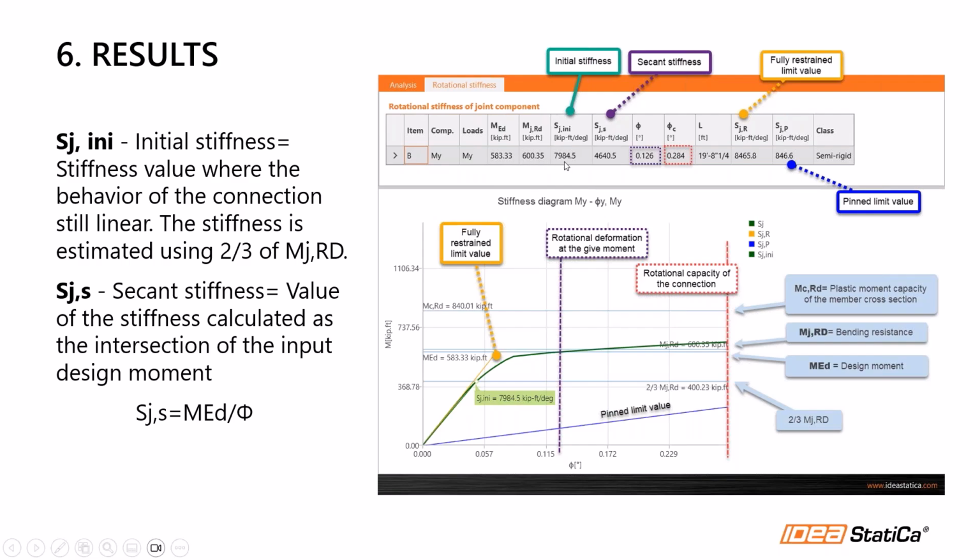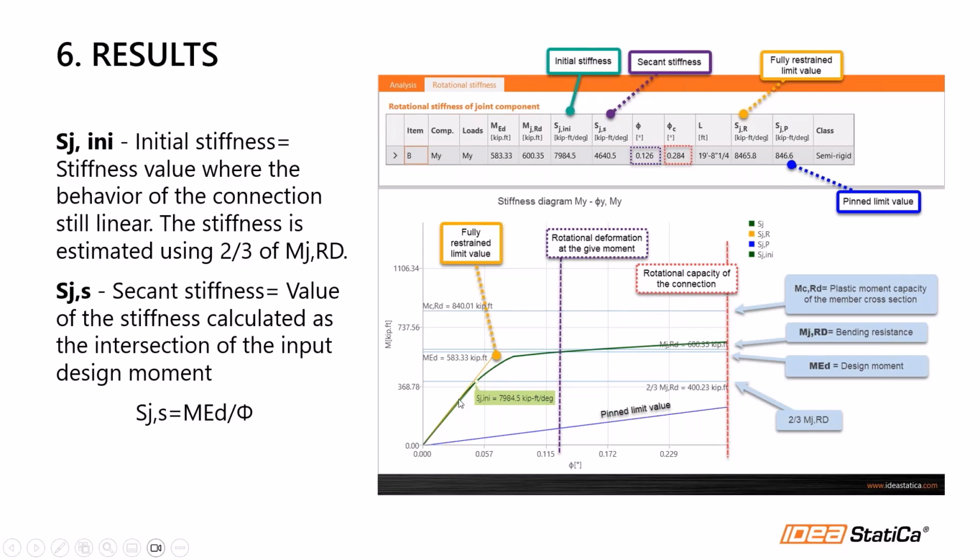Next, you can see that we have initial stiffness and second stiffness. Okay, let's explain what is this initial stiffness. The definition of the initial stiffness is the value where the behavior of the connection is still linear, right? If you look at this graph, the green line represents the stiffness, right? And with this line, somehow you can see the behavior of this connection, right?